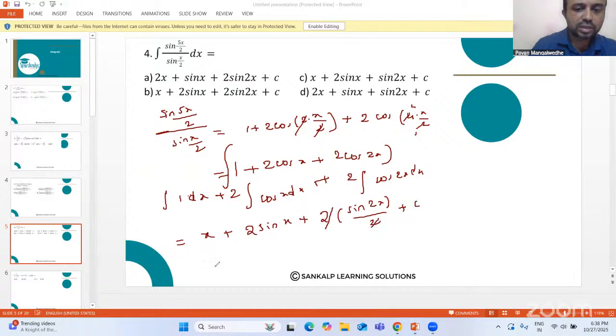The 2 and 2 get cancelled. It is left with x plus 2 sin x plus sin 2x plus c, where option D is correct. Sorry, option C is correct. X plus 2 sin x, sin 2x. Sorry, it is my mistake. Just a minute. Option B is correct: x plus 2 sin x, sin 2x plus c.